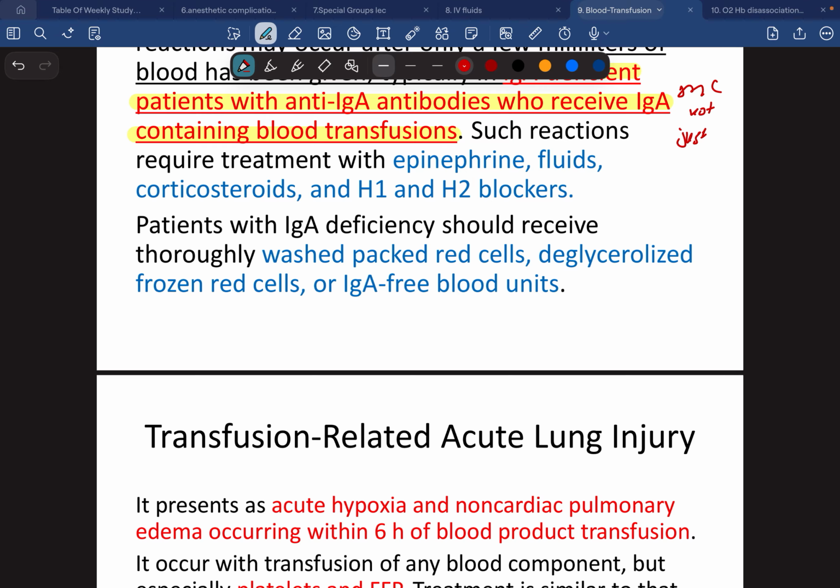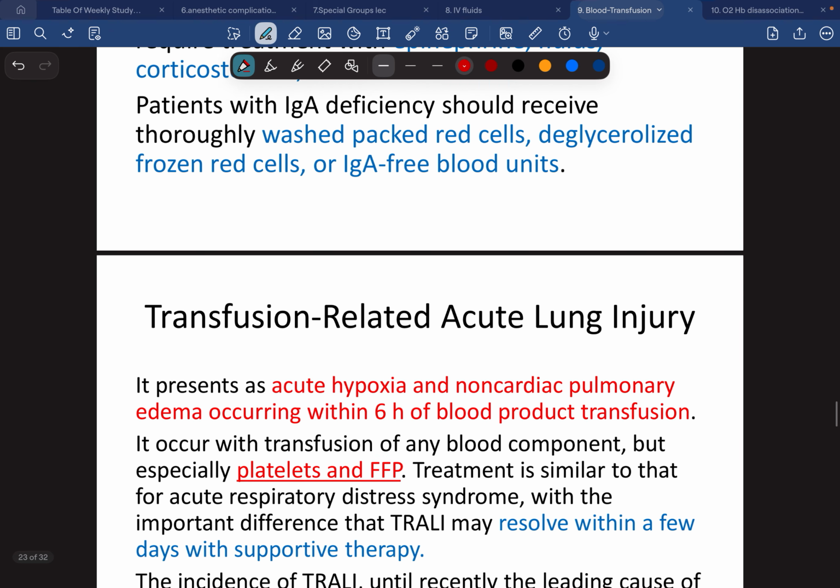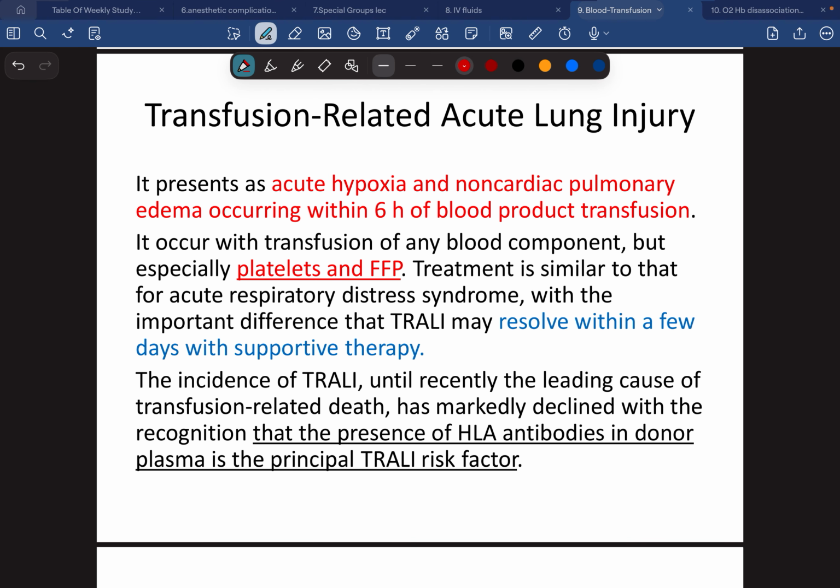TRALI. The patient will present within 6 hours of the transfusion with hypoxia and non-cardiac pulmonary edema, especially if we've given platelets and fresh frozen plasma, especially if we're doing a massive transfusion.